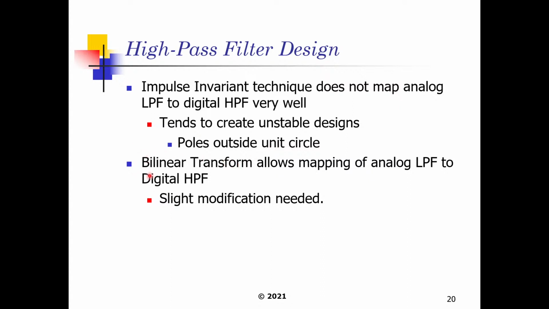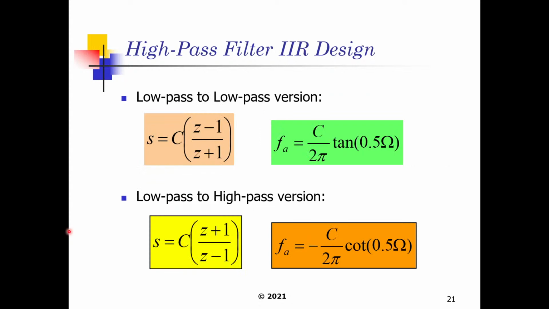However, the bilinear transform, because you're matching the frequency response of the filter, does allow you to map any analog low-pass filter design to a digital high-pass filter, but you're going to have to make a small modification to two of the equations. In the low-pass version, meaning low-pass analog to low-pass digital, our S equation is given by C (z-1) divided by (z+1), and our f of A equation is going to be the tan version.